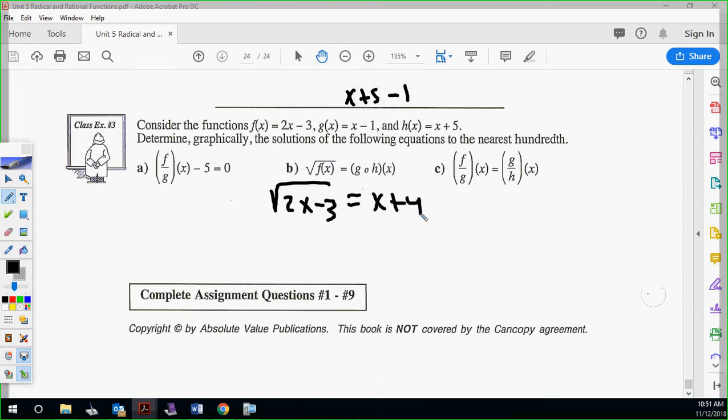Okay, this is a situation where you can go y1, y2, and use what feature? Intersect. Okay, so if you guys want to do that in your calculator, fine. I'm going to solve algebraically up here while you're doing that. Again, this is just for fun. They didn't solve algebraically on the sheet here, but just doing it. So we get 2x minus 3 equals x squared plus 8x plus 16.